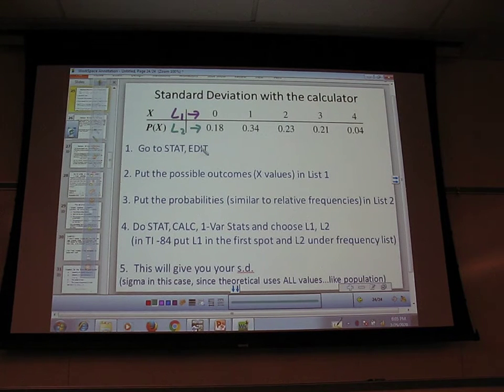Yes. Same thing? Can I see something in the calculator? Okay.